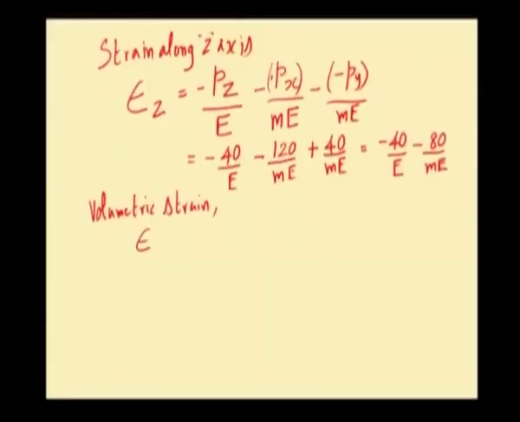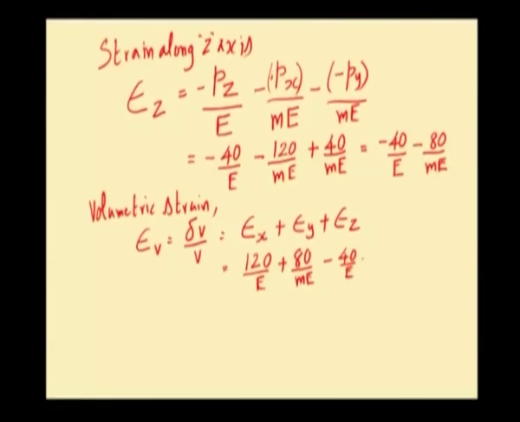Now, the volumetric strain is epsilon v, which is given by delta v by v, is sum of the strains induced along x, y and z axis, epsilon x plus epsilon y plus epsilon z. Epsilon x is 120 by E plus 80 by mE, epsilon y is minus 40 by E minus 80 by mE. Again epsilon z is minus 40 by E minus 80 by mE. So, this plus 80 by mE minus 80 by mE will cancel out with one another. This is 120 by E, these two will be minus 80 by E. So, we will have 40 by E minus 80 divided by mE.